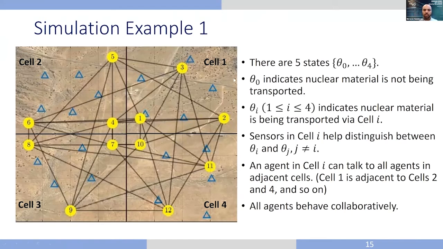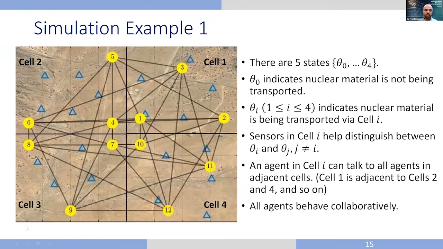And so these agents are moving around in their neighborhood. They have sensors at their sensor locations that they're visiting to try and look for signatures of nuclear material. They can talk to other agents within their own cell or to agents in adjacent cells, but they can't talk diagonally. And so this is the hypothesis testing problem that they're trying to solve. Which of these 5 states is true?